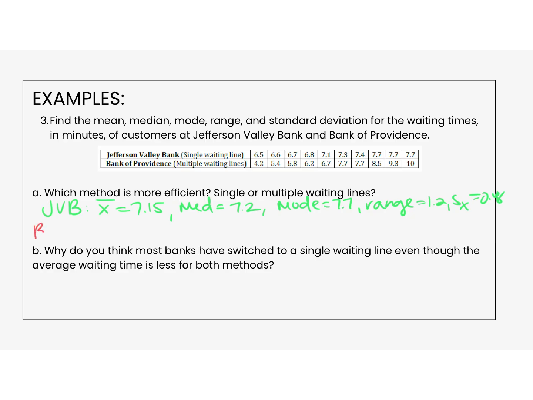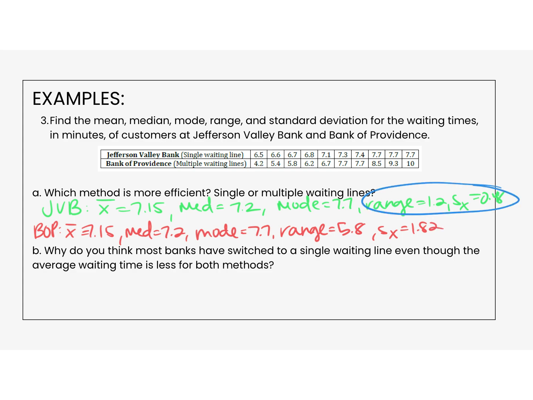And then for Bank of Providence, the mean 7.15, so that's the same. The median 7.2, also the same. Mode 7.7, also the same. But now here, look, my range is 5.8 and my standard deviation is 1.82. So again, if we're looking at those two values, I'm going to choose Jefferson Valley Bank, which is single, because it's more efficient. There's less variability.